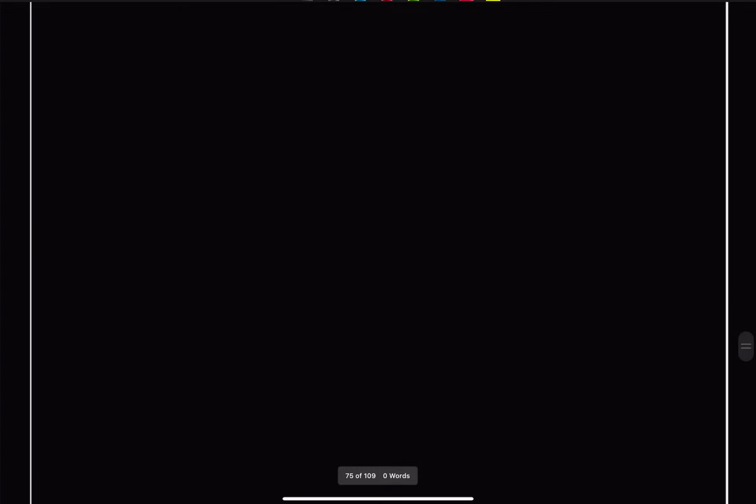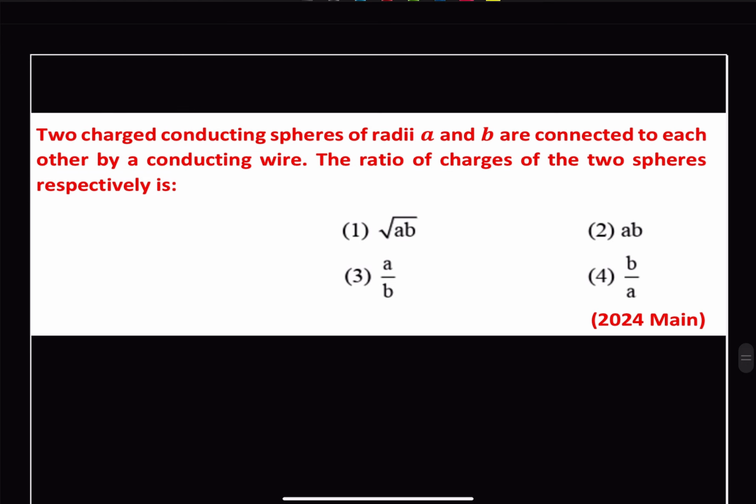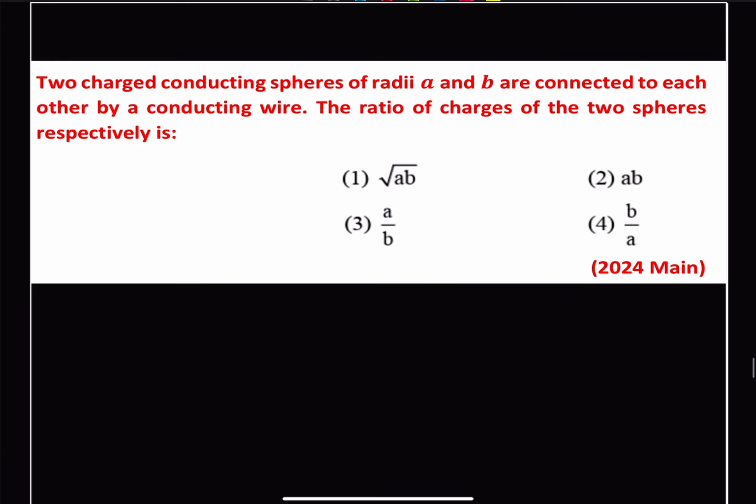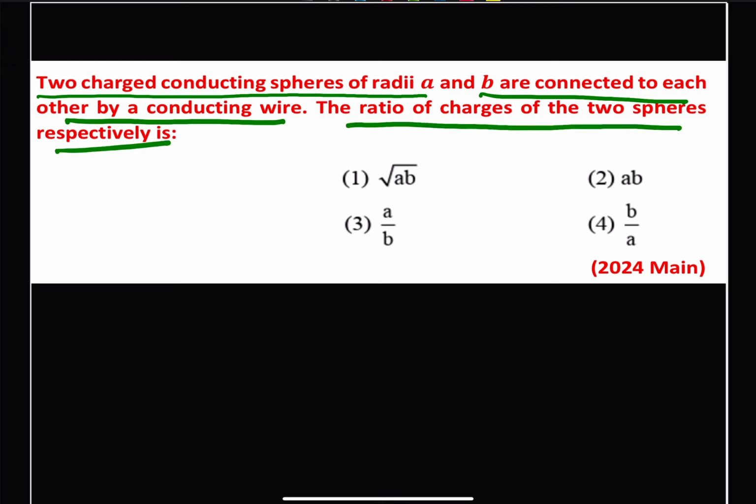Next question. It states that two charged conducting spheres of radii A and B are connected to each other by a conducting wire. The ratio of charges of the two spheres respectively is. So we are given two spheres of different radii, and we have to find out the ratio of charges of the two. Okay, and when they are connected, their potential has to be the same.